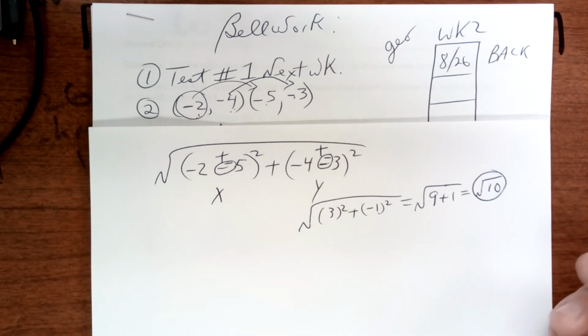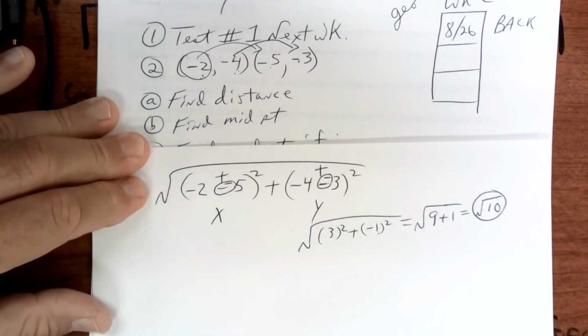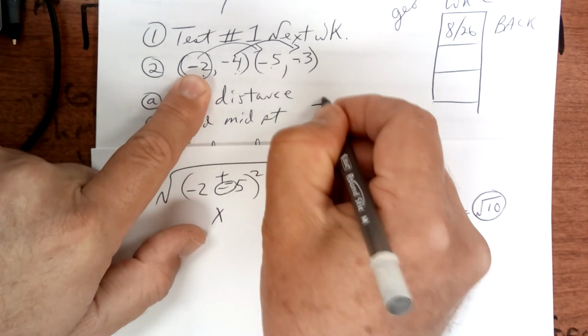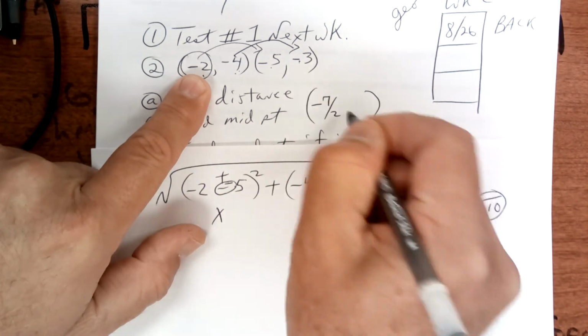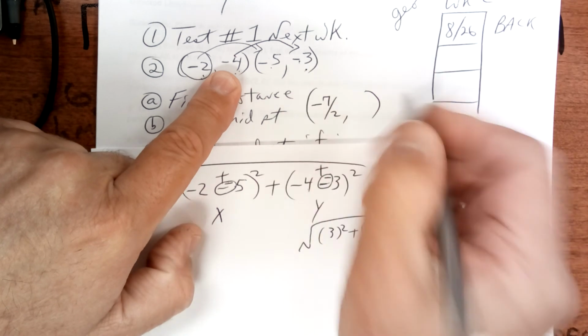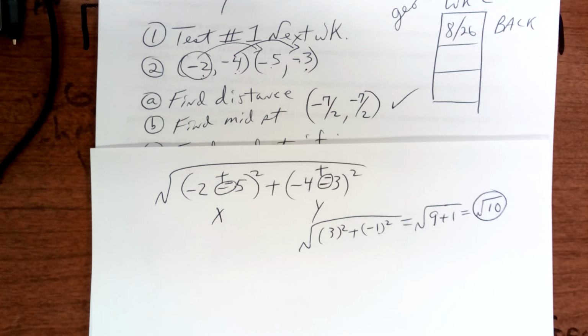There it is. Let's go to the next one, midpoint. Midpoint, you add up the x's. Well, if you add that up, you get -7, and then you divide by 2. If you add these up, you also get -7. And then you divide by 2. And that's the midpoint. Midpoint's the easiest.